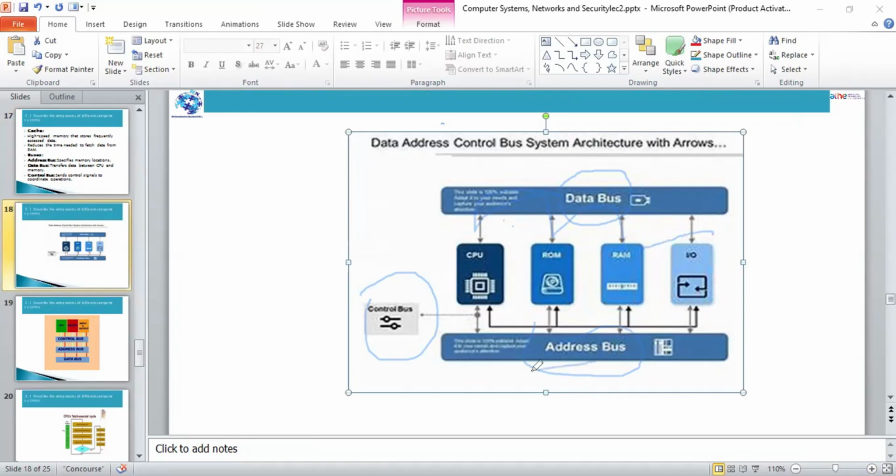Then we have the address bus. It will carry the address of the data from the CPU to ROM, then to RAM or another unit. And what is the control bus? It will control all of these operations.